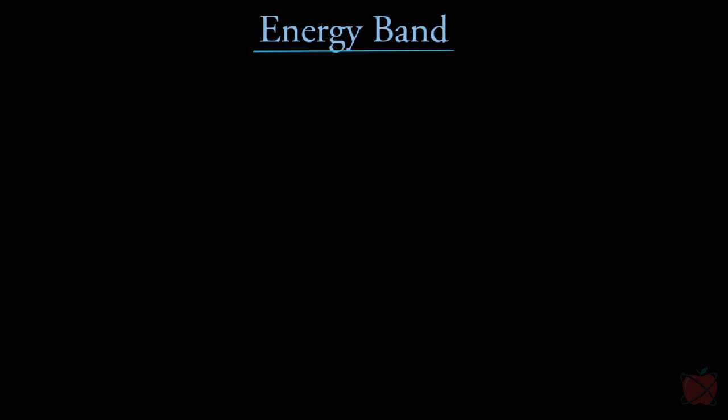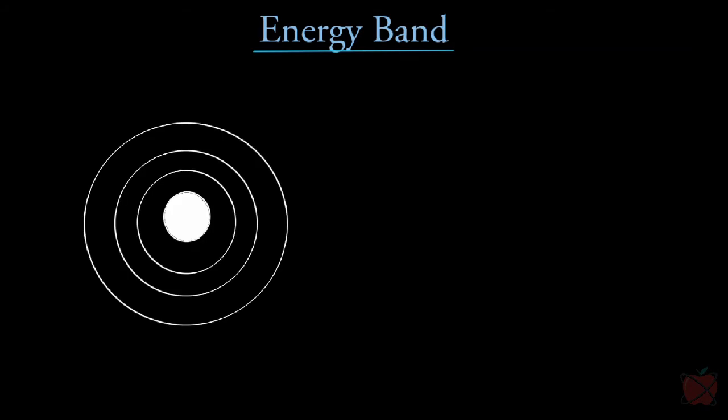Okay, so let me try to explain to you the meaning and the concept of energy band. Now to understand this, let us consider a single atom. We imagine this to be a sodium atom, let's say. In the sodium atom, we have the electrons which are orbiting in different energy levels and in different orbitals. So we have two electrons in this level here.